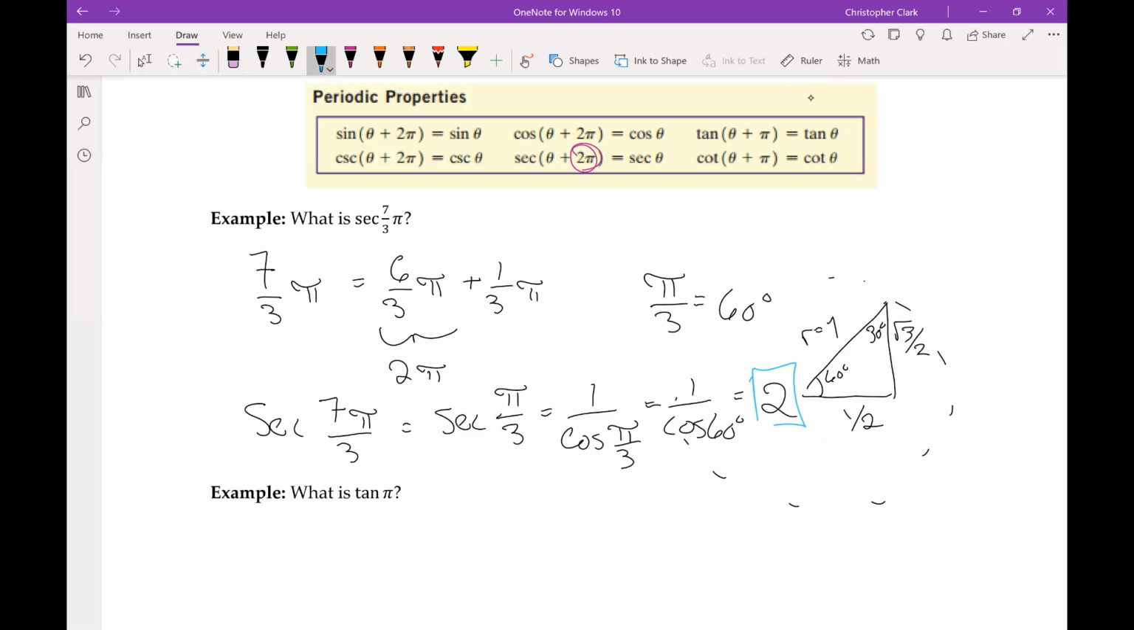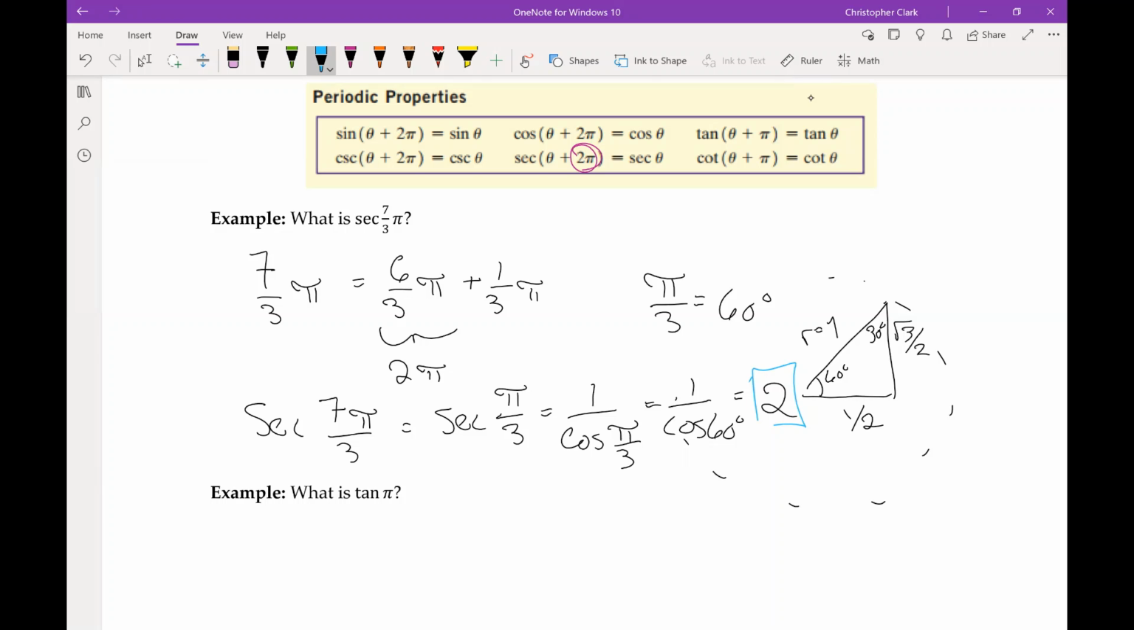So that's how we would find something like that. Now, this is a multi-step problem. First, we had to recognize that because of the periodicity of secant, we could rewrite 7 pi over 3 as 6 pi over 3 plus 1/3 pi, but 6 pi over 3 is just 2 pi, so we can actually just get rid of it. So we're going to rewrite secant of pi over 3 as 1 over cosine of pi over 3.